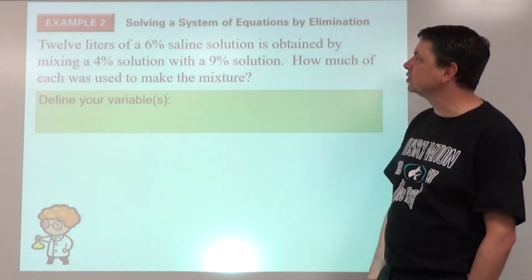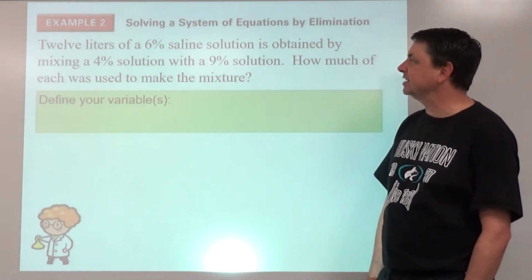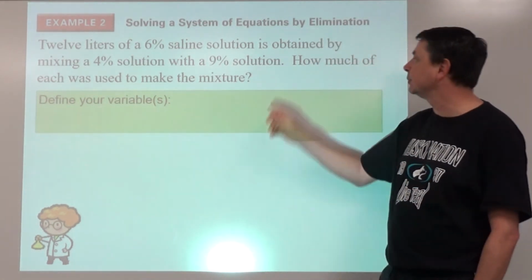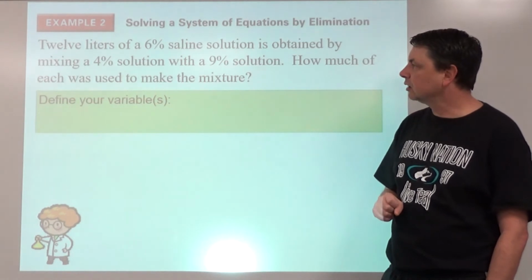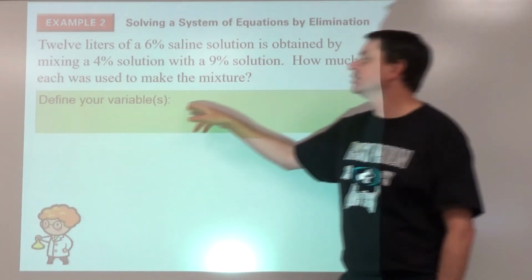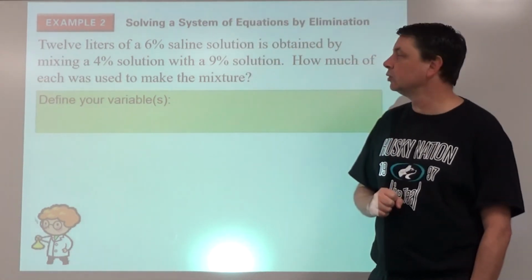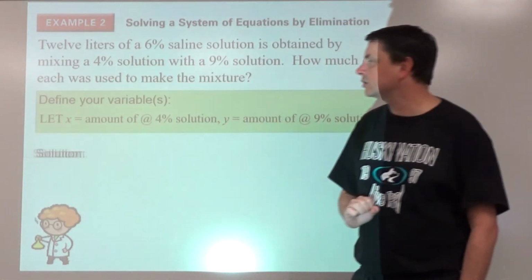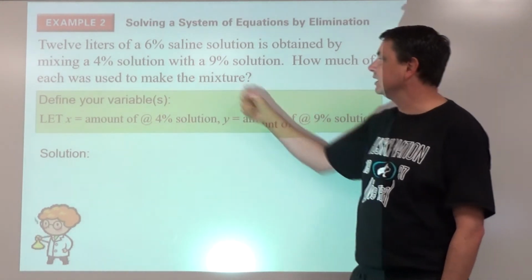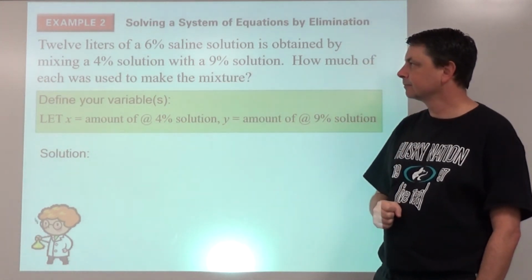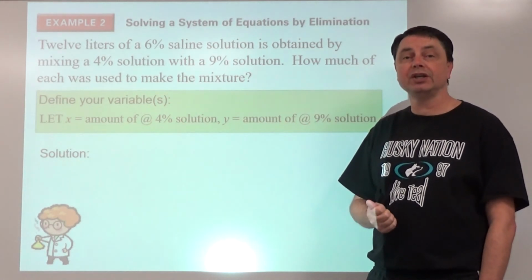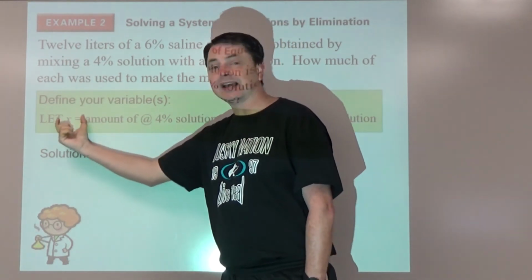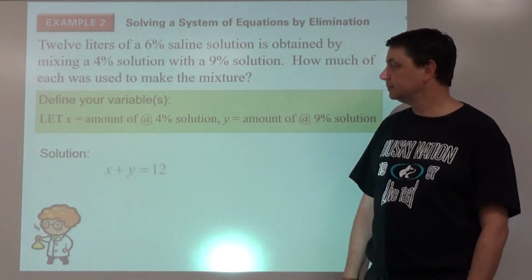So a little word problem situation. 12 liters of a 6% saline solution is obtained by mixing a 4% solution and a 9% solution. How much was used to make the mixture? Good place for us to start with defining our variables. X is the amount of the 4% solution, and Y is the amount of the 9% solution. So we should have a solution equation because we have 12 liters of solution. Some of that is X, some of that is Y.